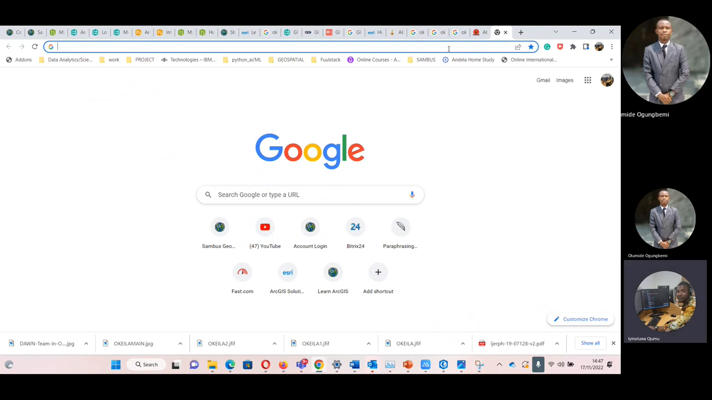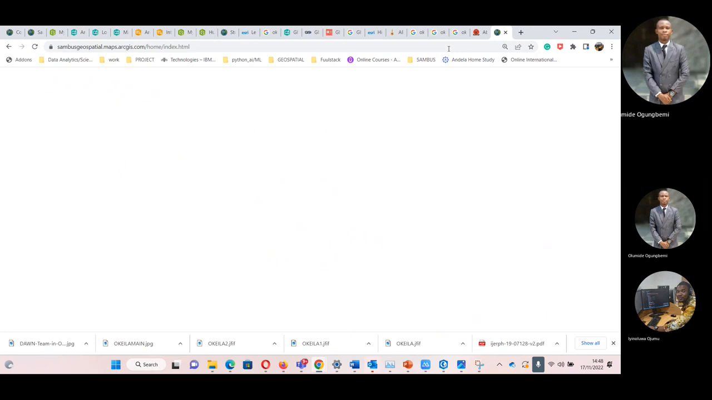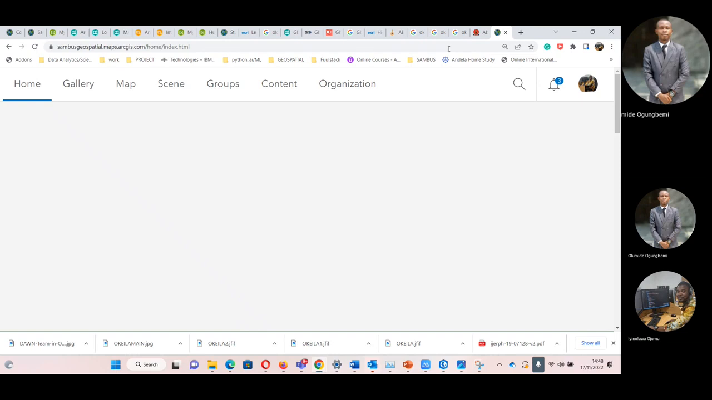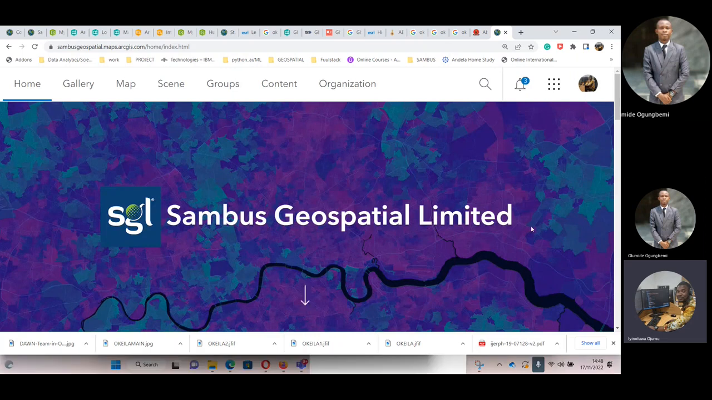For today, I will be showing you one interesting part that I know you guys will love. Let me log into my ArcGIS Online. Okay, so this is my ArcGIS Online, and this is the portal for ArcGIS. This is my organization, Samples Geospatial Limited. You can see we have the home tab, gallery, and map, where you can see different maps, scene for 3D visualization, and content, where you can manage your content on the portal.